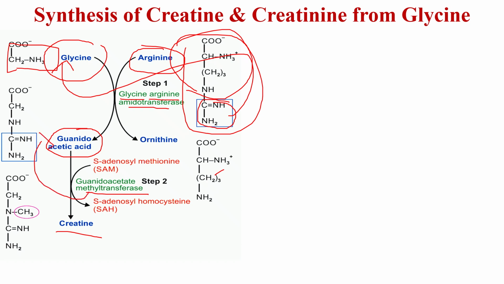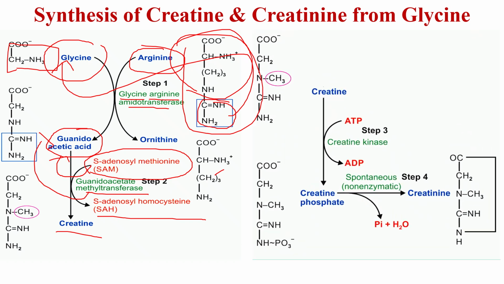Now who will donate that methyl group? That is S-adenosylmethionine. It's an active form of methionine, where it donates one methyl group to the guanidoacetic acid, and it forms creatine. The rest, S-adenosylmethionine, is converted to S-adenosylhomocysteine. It means that one methyl group has been lost, right? So it forms S-adenosylhomocysteine.